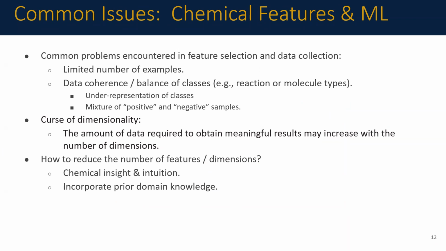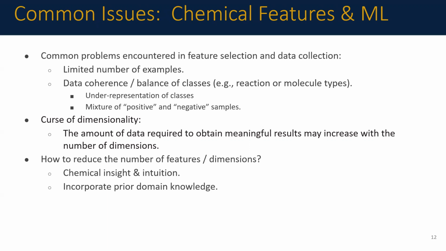One thing that frequently comes up is that there's just a limited number of examples to work with. Another thing would be that there might be imbalance between the classes. In this case, the classes could be reaction types, or could be molecule types. So we might see underrepresentation of certain classes, or different mixtures of positive or negative samples, which we could see in the case of different classification problems.